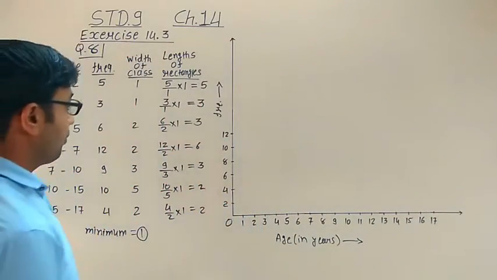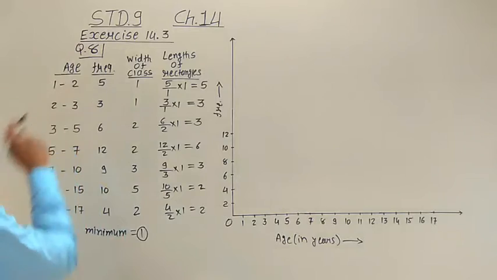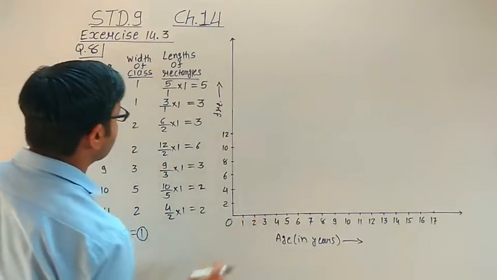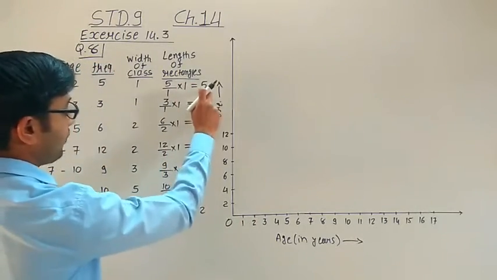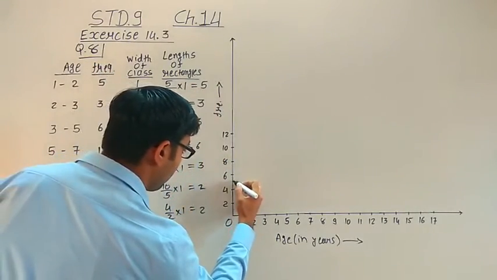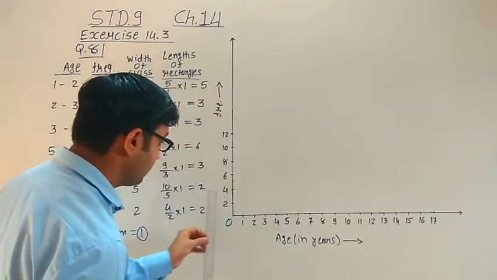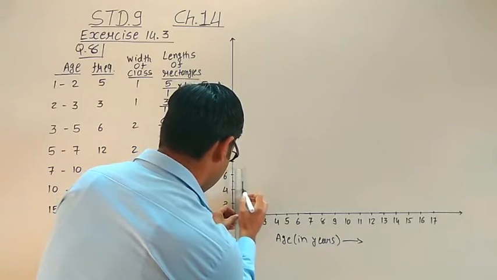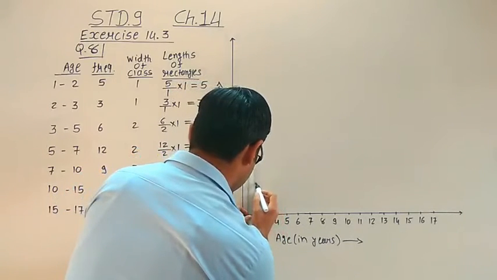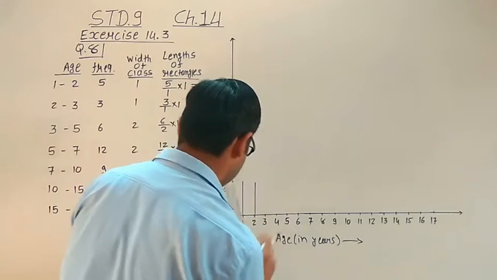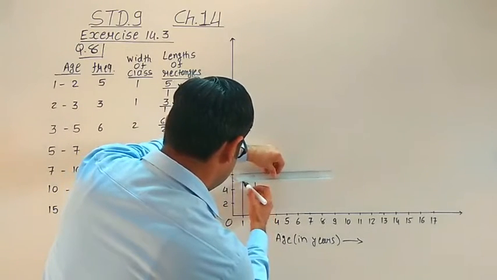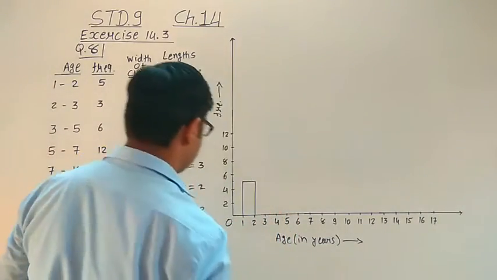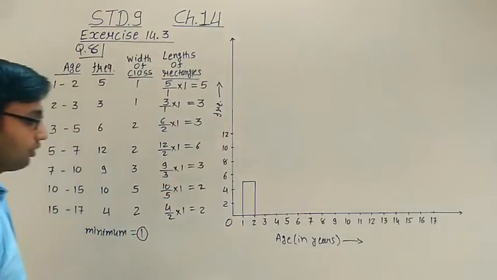Now the first class interval is 1 to 2, so we take the width from 1 to 2, and the length of the rectangle is 5. 5 is actually here between 4 and 6, right? So from here we have to draw the first bar. So this is our first bar, from class interval 1 to 2.